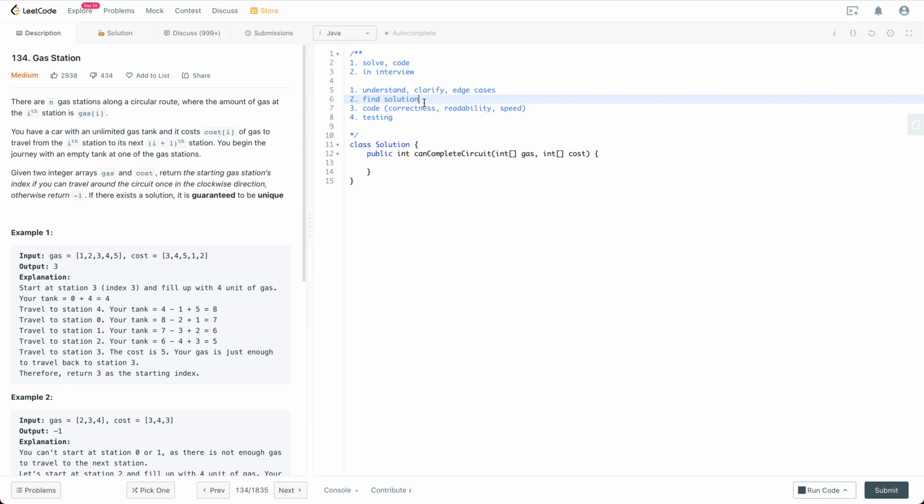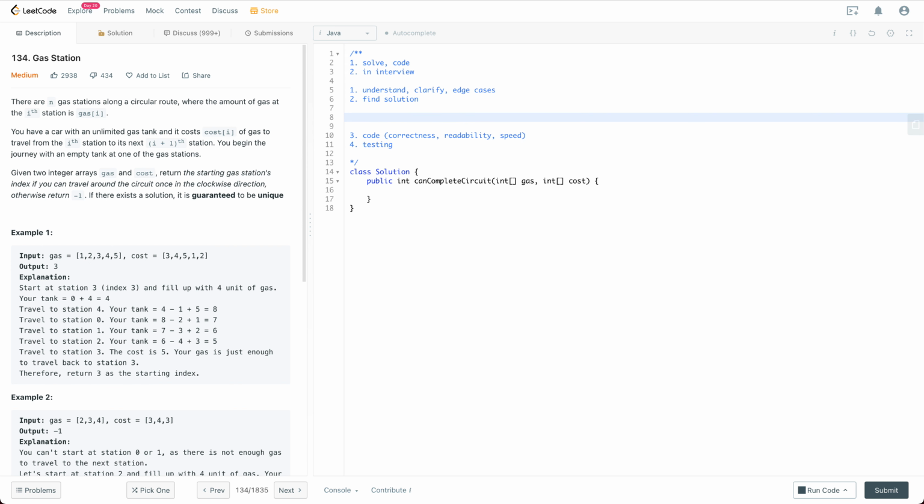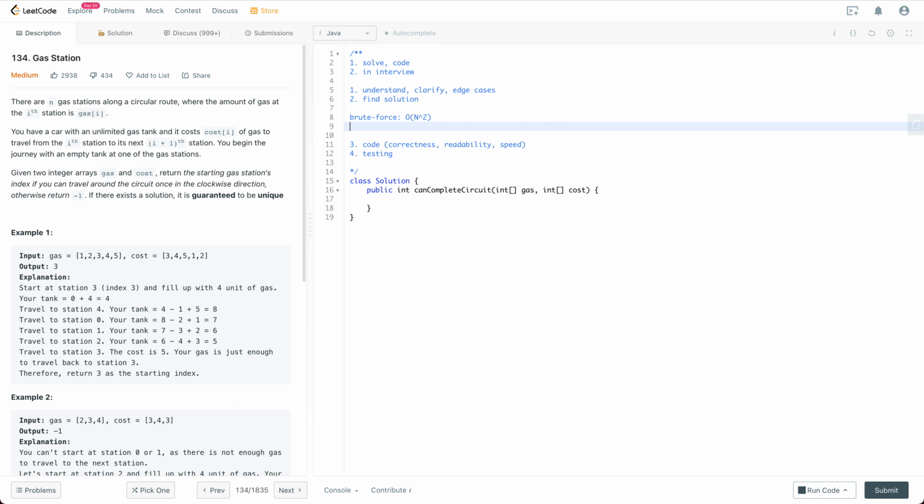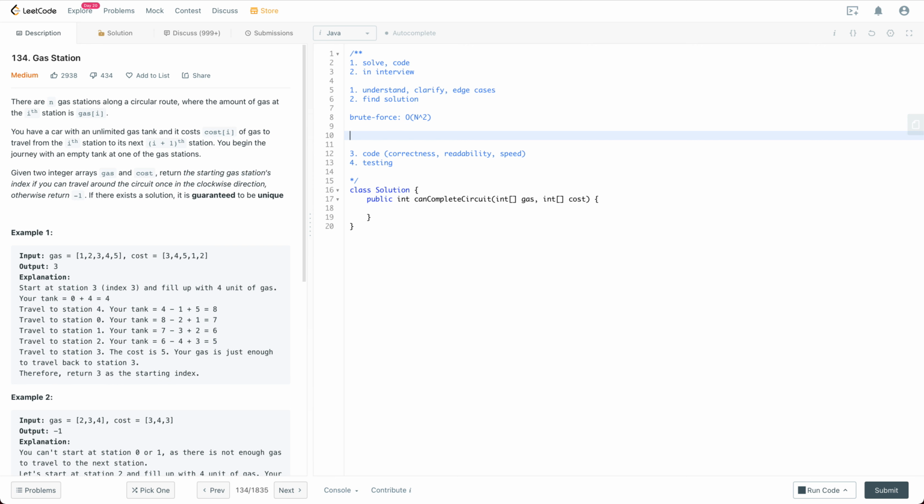So how to solve this problem? The first thing that comes to my mind is a brute force solution, which means we can try every start point to see if we can successfully travel around the circuit once in the clockwise direction. But that is not going to be efficient because the runtime is going to be n squared. So another way I can think of is to include some intuitive idea when we try to solve this one.